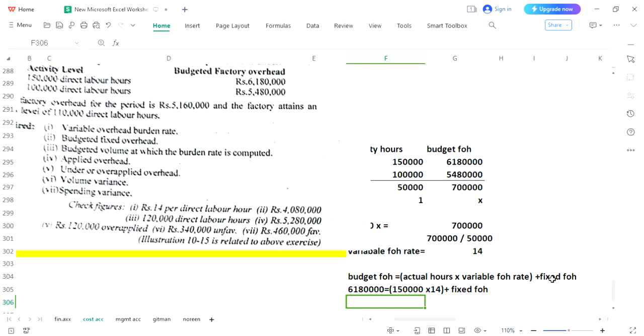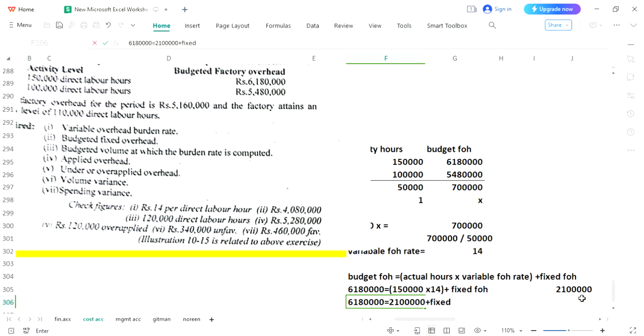150,000 is being multiplied by 14. You can get its amount over here, but you want to do 150,000 and it's going to be multiplied with 14. You have got its answer, 21 lakh. Okay, here we have 61 lakh 80,000 is equal to, and we have calculated the answer of this 150,000 multiplied by 14, which is 21 lakh. Put 21 lakh over here and then plus fixed FH.